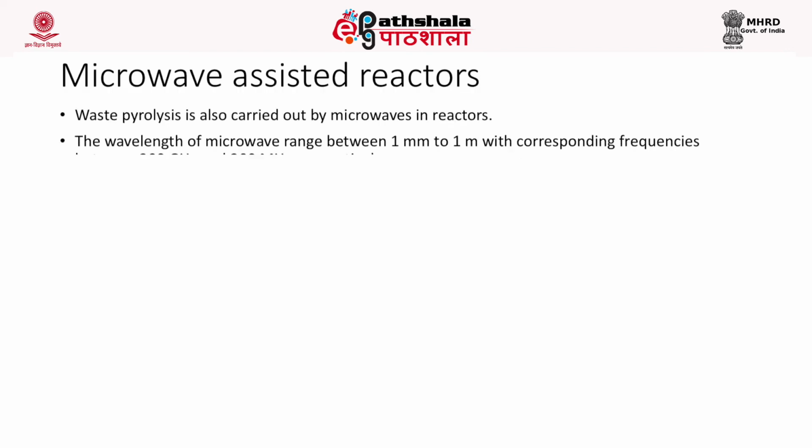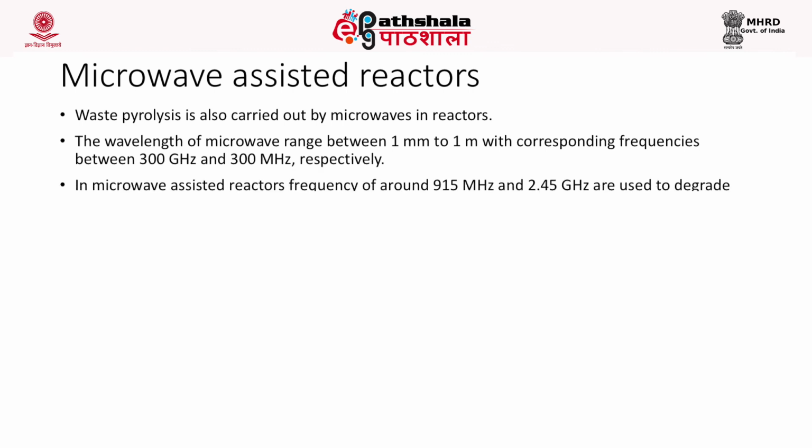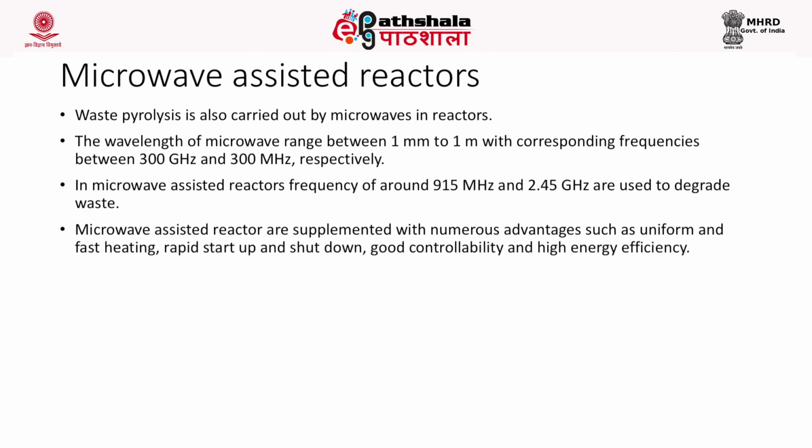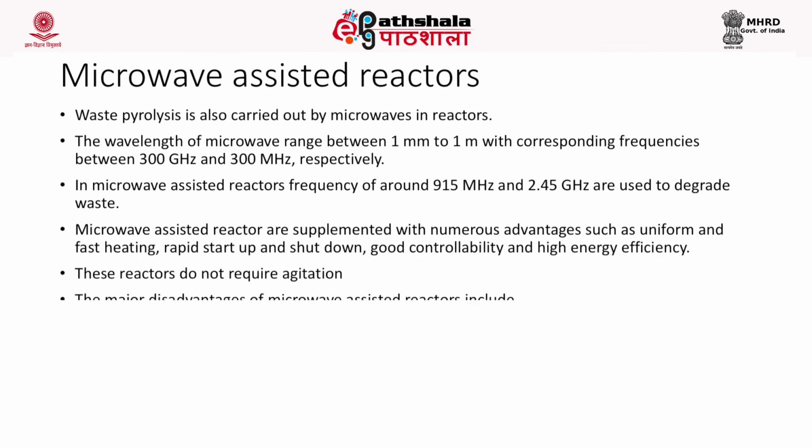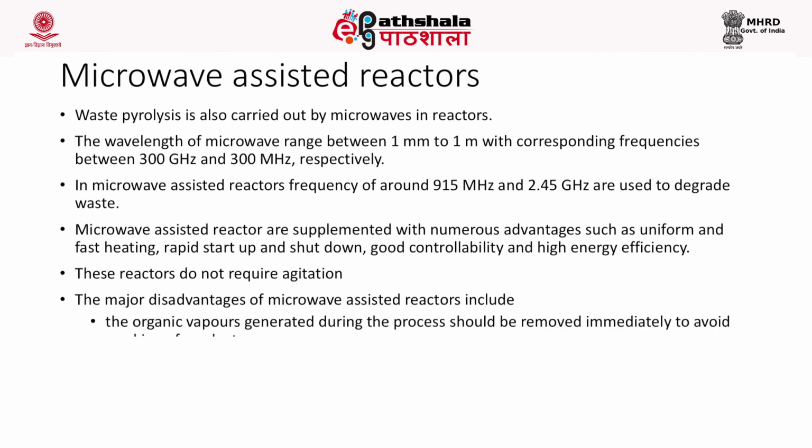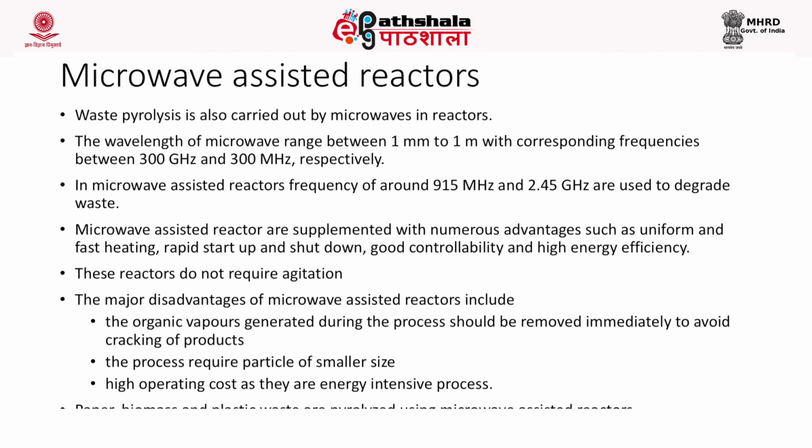Microwave assisted reactors. The waste pyrolysis can also be carried out in reactors which are operated with microwave. As you all know, the wavelength of microwave ranges from 1 mm to 1 meter and the corresponding frequency will be 300 gigahertz to 300 megahertz. In a microwave assisted reactor, the frequency used is between 915 megahertz to 2.45 gigahertz. At this frequency, the waste is pyrolyzed.